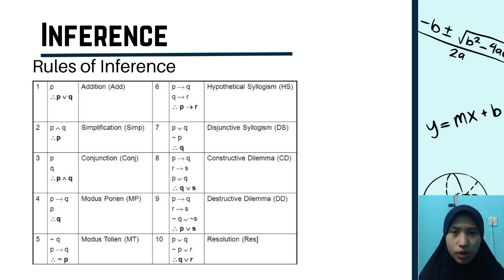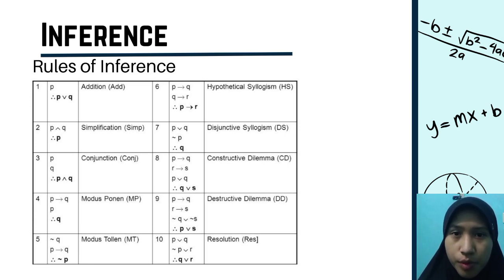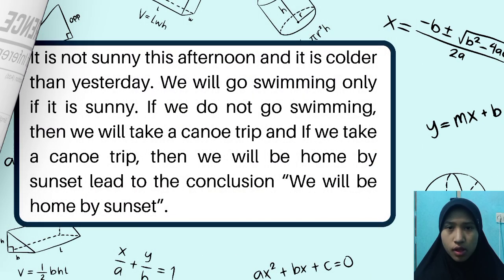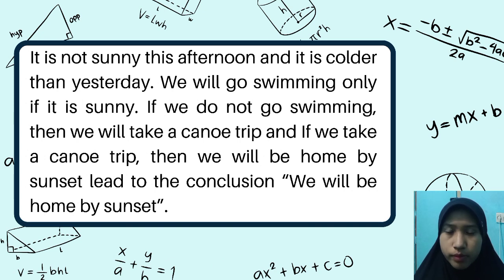In general, we know 10 rules about inference and you can see them in the table that I show. The first is addition, then simplification, conjunction, modus ponens, modus tollens, hypothetical syllogism, disjunctive syllogism, constructive dilemma, destructive dilemma, and the last is resolution. This is material that must be understood before we move on to the example question on the next slide. Let's go straight to the example problem.